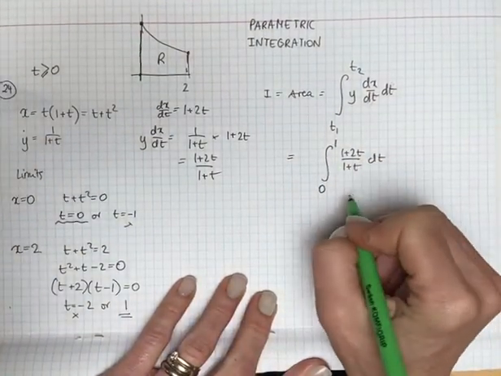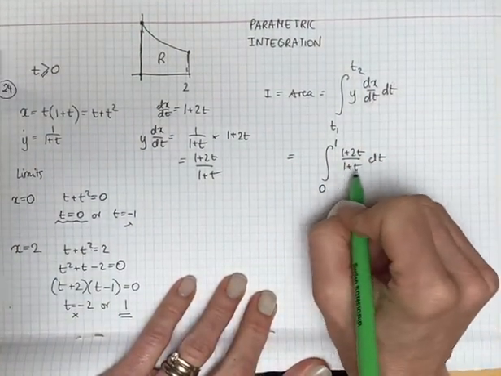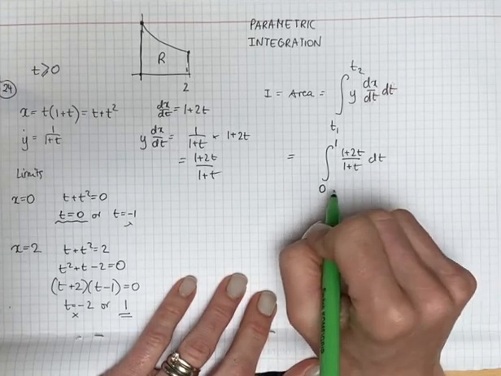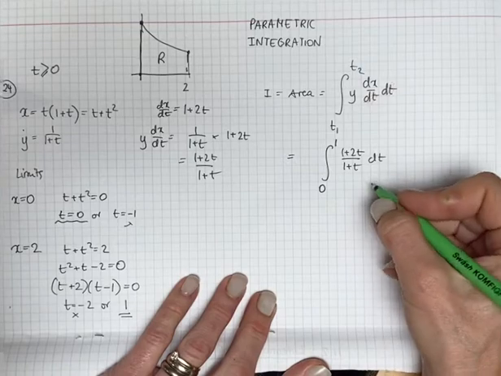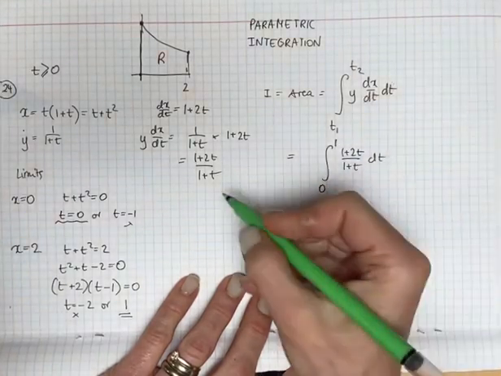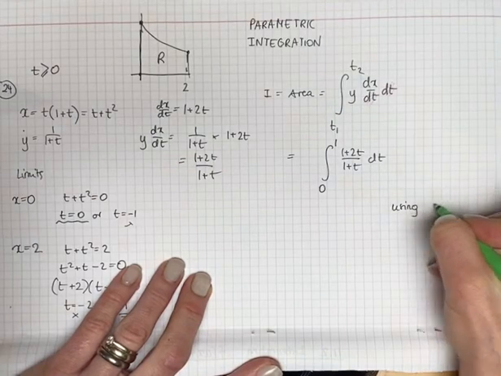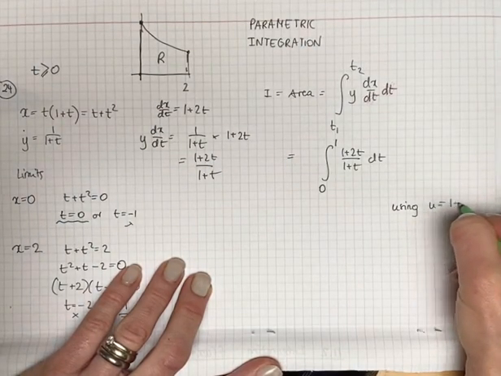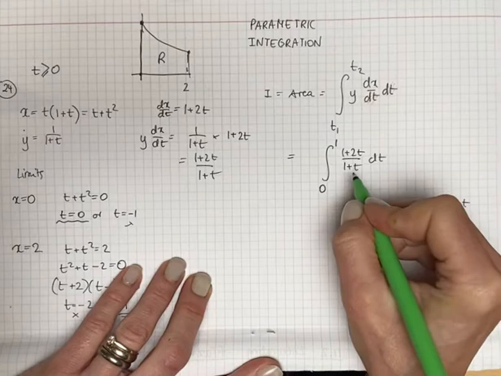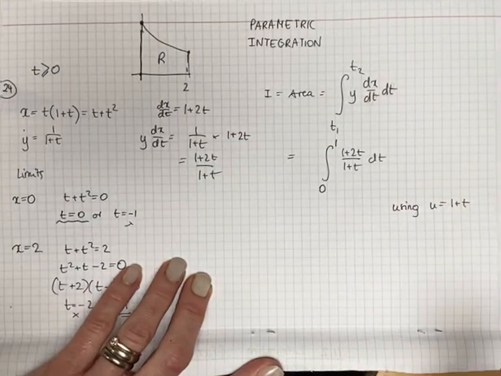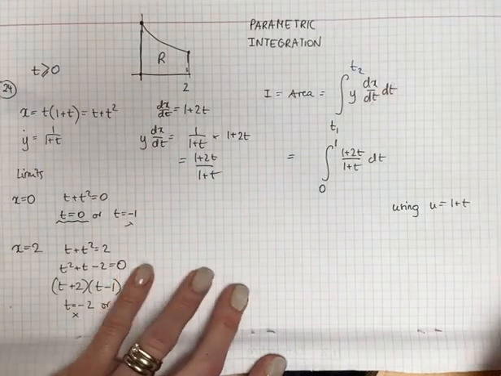Now, how would you integrate this? One way of doing it is to recognize it's the simplest partial fraction, so you can do dividing. I would recommend, though, using substitution. That's what I'm going to do. So using u equals 1 plus t. The reason I'm replacing the denominator, I always say replace the denominator, the part that if you were to bring it to the top would get an awkward power.